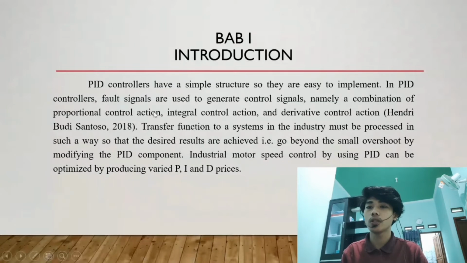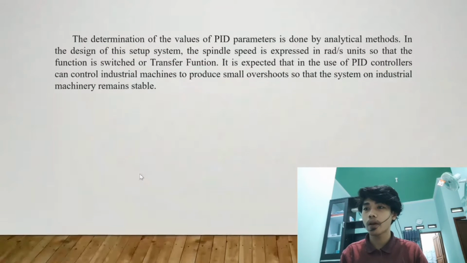The transfer function of a system in the industry must be tuned in such a way that the desired results are achieved, i.e., going beyond the small overshoot by modifying the PID components. Industrial motor speed control using PID can be optimized by producing varied P, I, and D values. The determination of the PID parameter values is done by analytical methods in the design of the system.